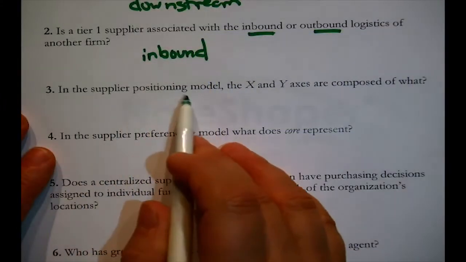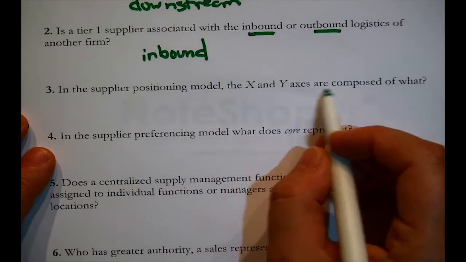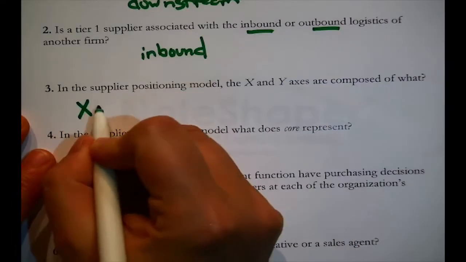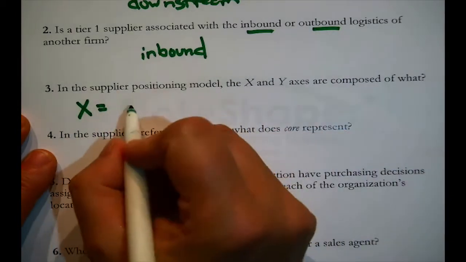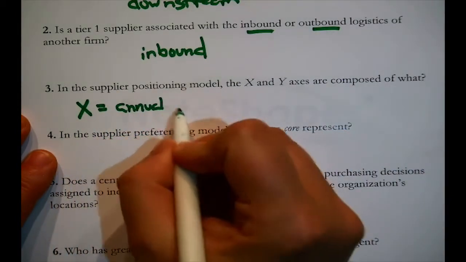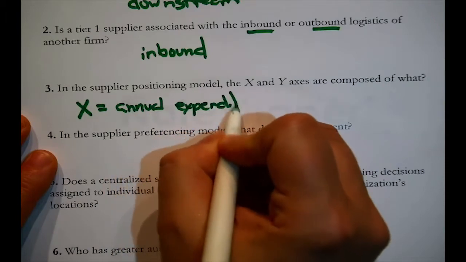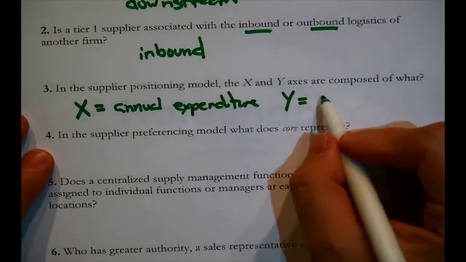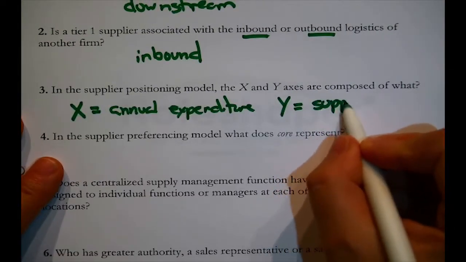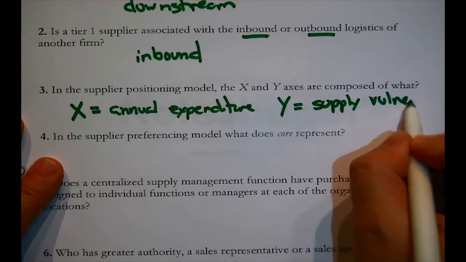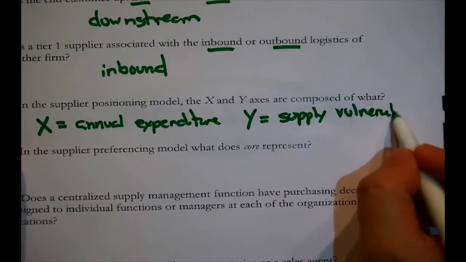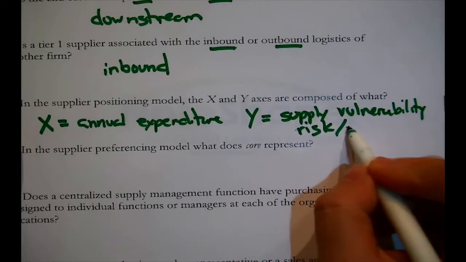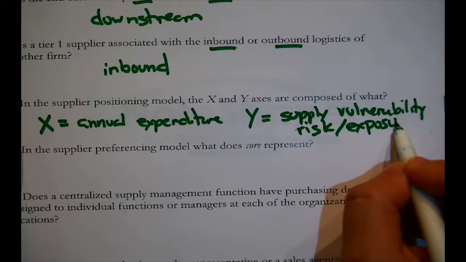In the supplier positioning model, the X and Y axes are composed of what? Well, this will take more than one phrase. But let's think about this. The x-axis is your annual expenditure. And your y-axis, there's a lot of different ways to phrase it. You could say supply vulnerability. Vulnerability. Whoops, is that even going to fit on the page? Or risk, supply risk, risk exposure.